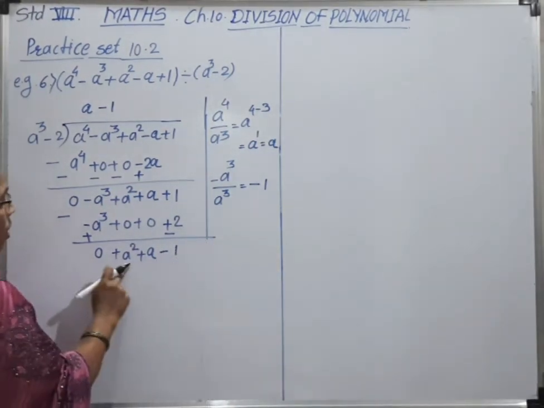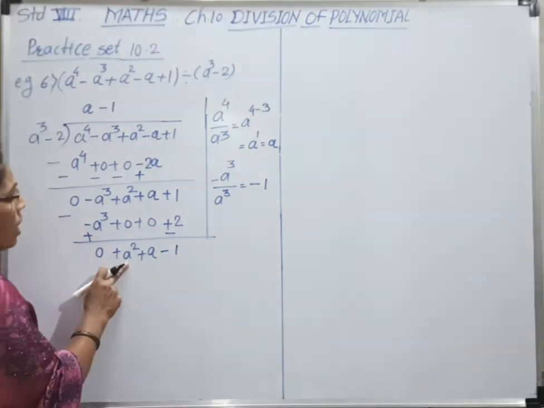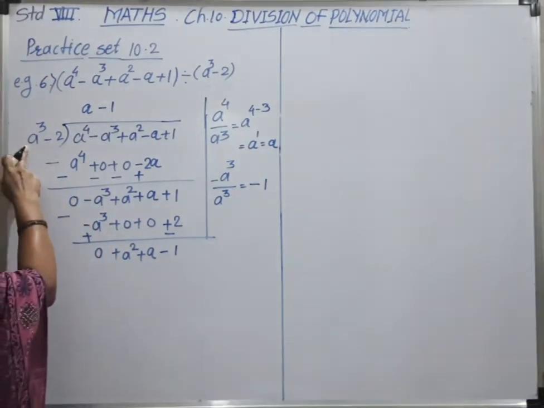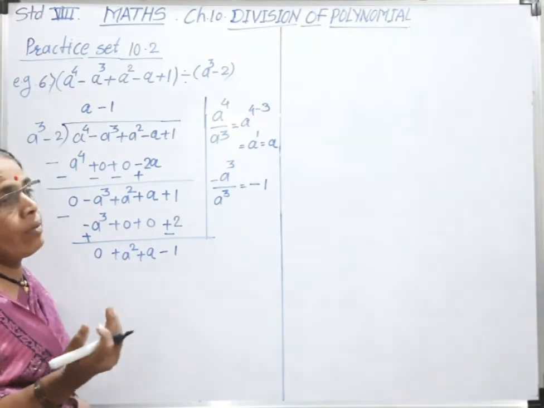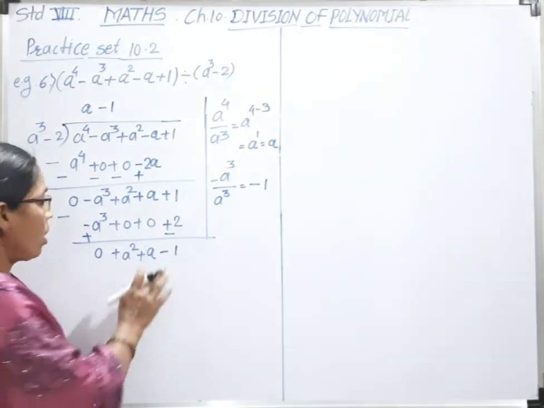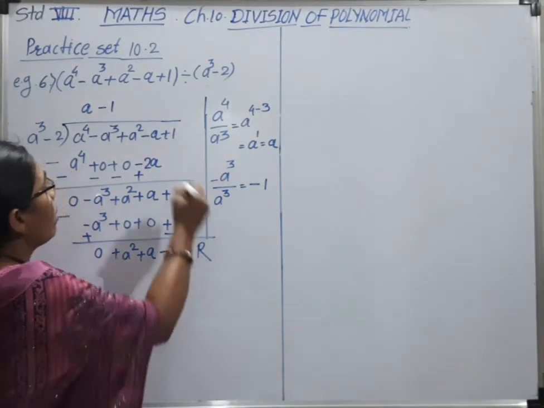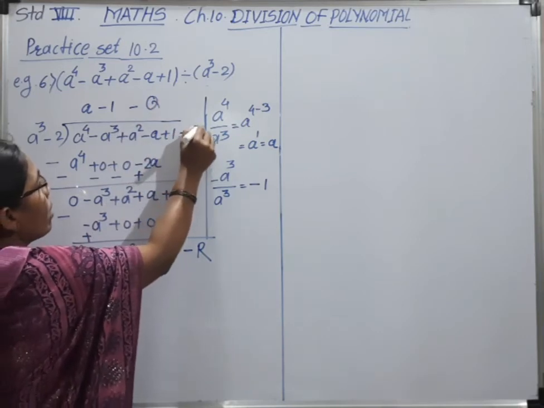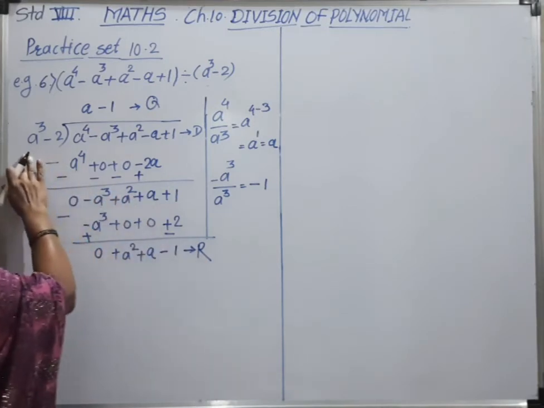So here the remainder's first term is a square. When we divide a square by a cube, you will get a negative index, and if the index is negative, then that is not a polynomial. So till here only we have to divide, and this is the remainder. This is the quotient. Here it is the dividend, and this is the divisor.